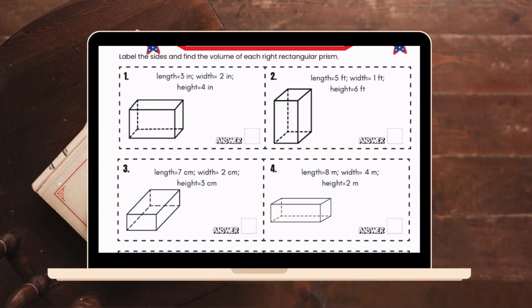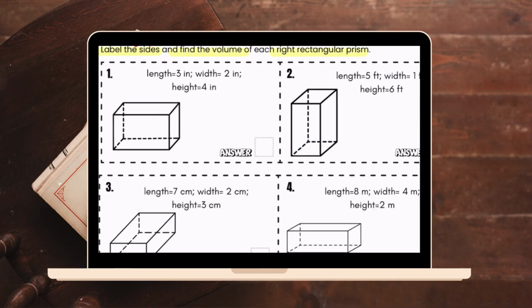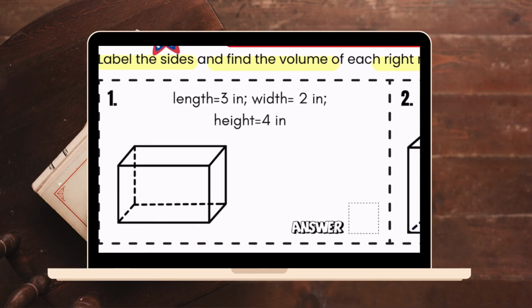Okay, we're going to start by labeling the sides and finding the volume for each of the rectangular prisms. So we'll look here at number 1. The length is 3 inches, the width is 2 inches, and the height is 4 inches. So we're going to label length 3 inches, width 2 inches, and then the height is 4 inches. And volume is length times width times height. It's three-dimensional, so you should have 3 different side lengths that we're multiplying.